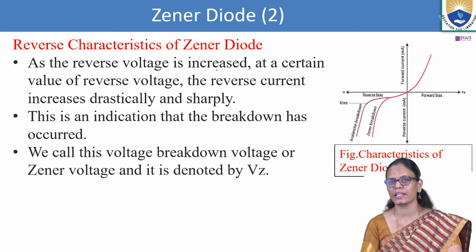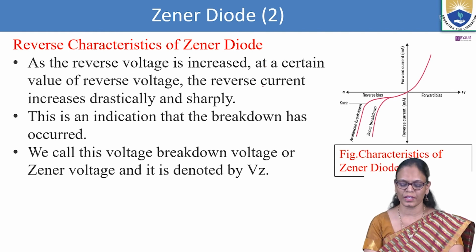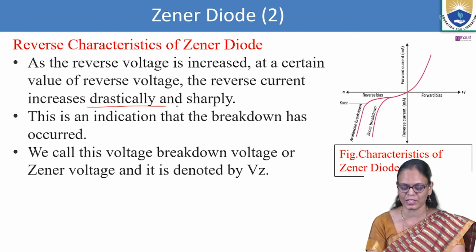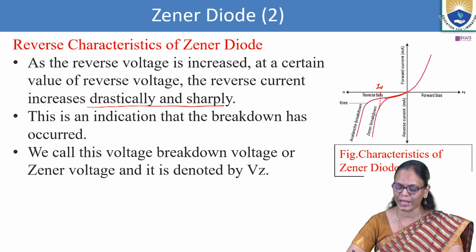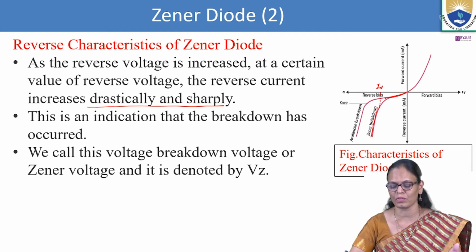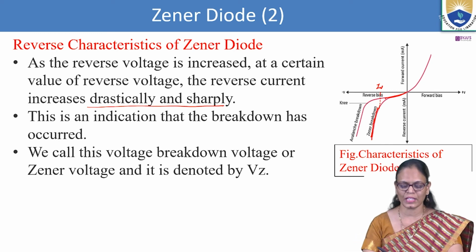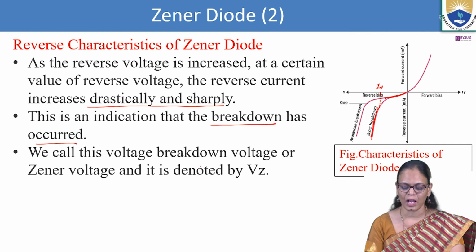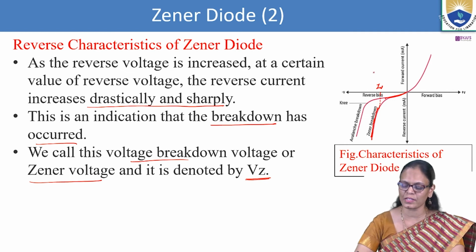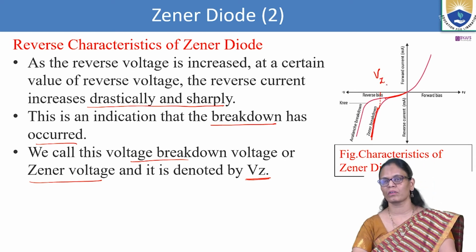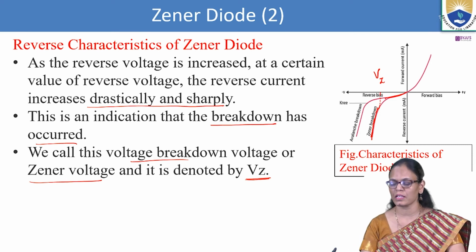As the reverse voltage is increased, at a certain value of reverse voltage the reverse current increases drastically and sharply. This is very important. There is only a very small increase in current due to the minority carriers, but at a particular voltage, which we call the Zener voltage or the Zener breakdown, the barrier breaks down and there is a sharp rise in current. This is an indication that the breakdown has occurred. This voltage is denoted by Vz.